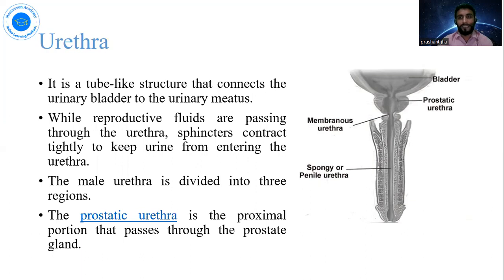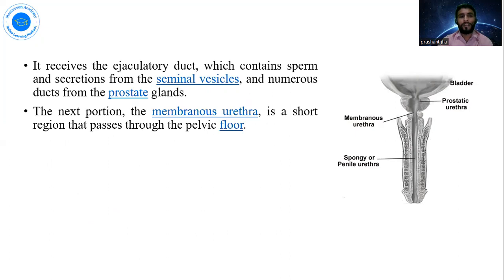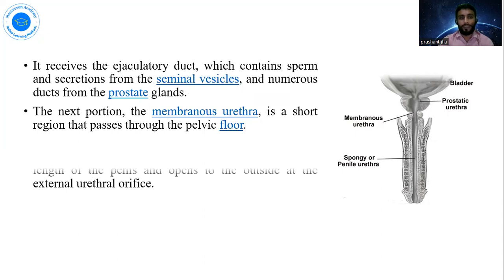You can see in this image the different regions of the male urethra, like the prostatic urethra, membranous, and spongy, as well as the penile urethra. It receives the ejaculatory duct, which contains sperm and secretions from the seminal vesicles, and numerous ducts from the prostate gland. The next portion is the membranous urethra. It is a short region that passes through the pelvic floor.